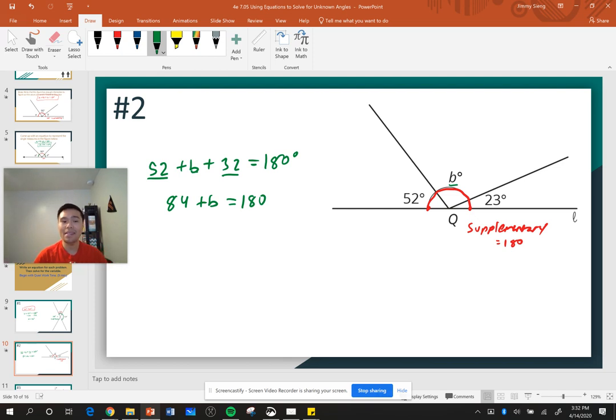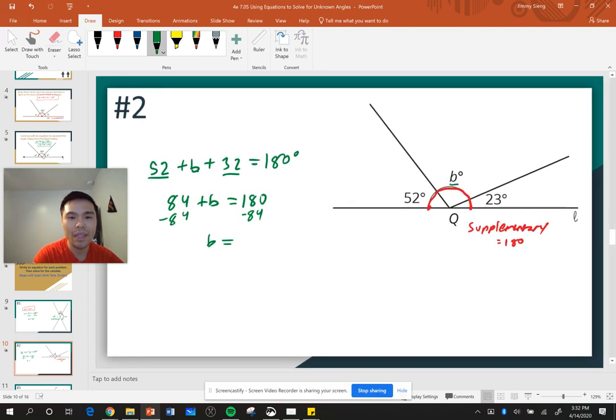So now the question is, what number B plus 84 will give you 180 degrees? We can do that by saying, what if I subtract the bigger total, 180, from that smaller portion? So we do 180 minus 84. We should get B should equal 96 degrees. Okay? Again, this B should equal 96.